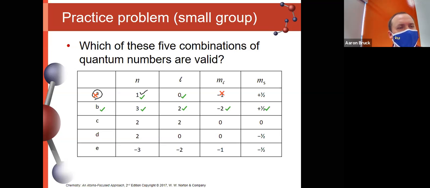All right, with these other three combinations, what I want you to do is pick out the same things. Go through it step by step, use your allowed rules to pick out which combinations are good and which combinations are not. I'll give you a couple of minutes.